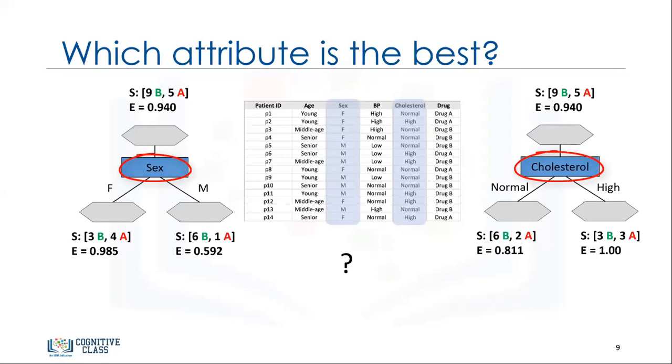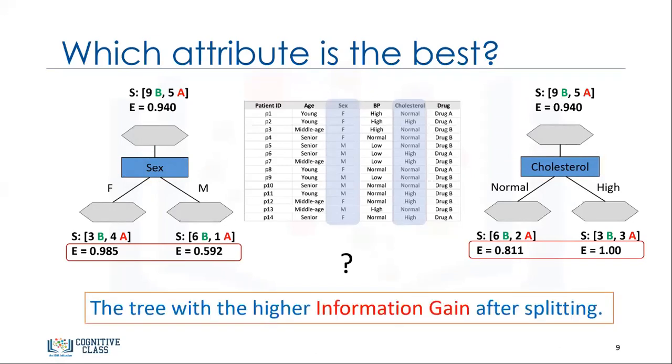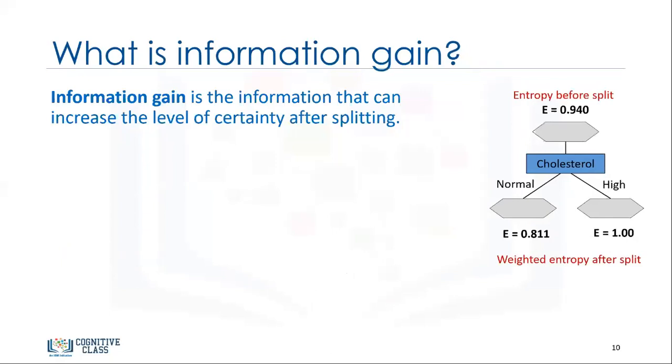Or, in other words, which attribute results in more pure nodes for our drugs? Or in which tree do we have less entropy after splitting rather than before splitting? The sex attribute with entropy of 0.98 and 0.59, or the cholesterol attribute with entropy of 0.81 and 1.0 in its branches? The answer is the tree with the higher information gain after splitting.